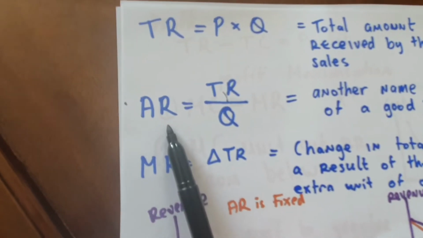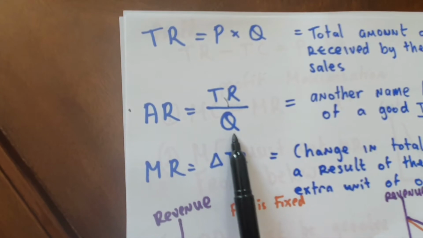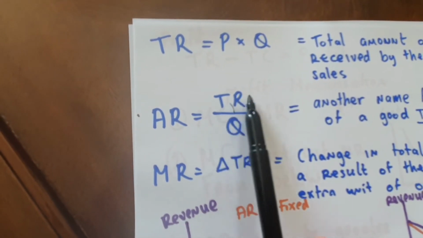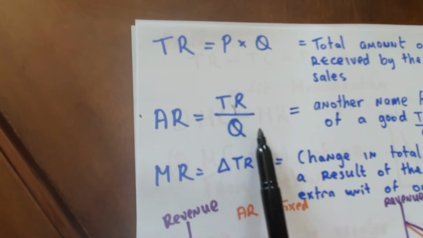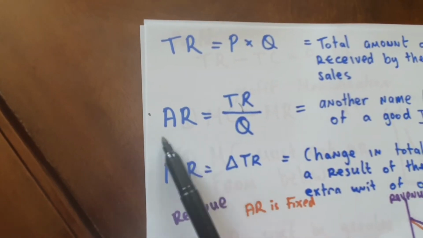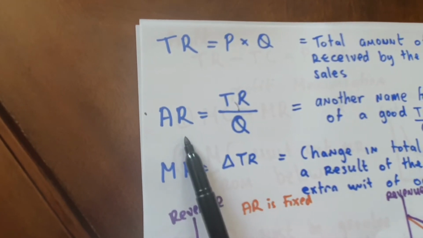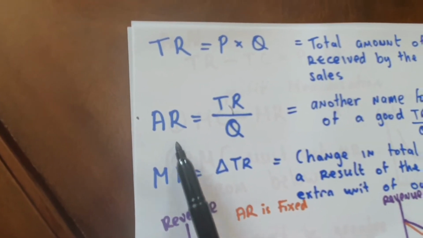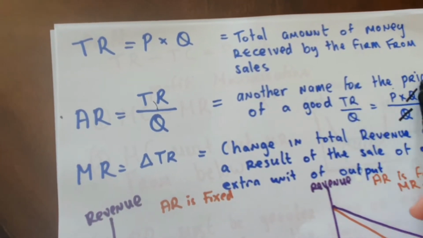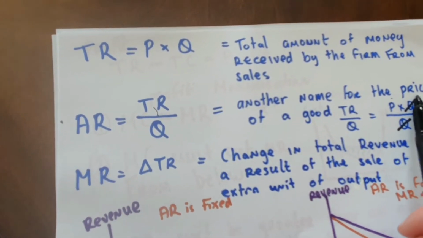Our average revenue is our total revenue divided by quantity. So again, this is all the money that we've received divided by all the goods that we have sold. It's going to give us the average of how much we got per good or per unit. So another name for this is price. So this is another name for the price of a good.